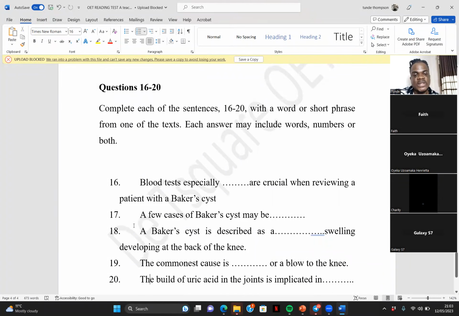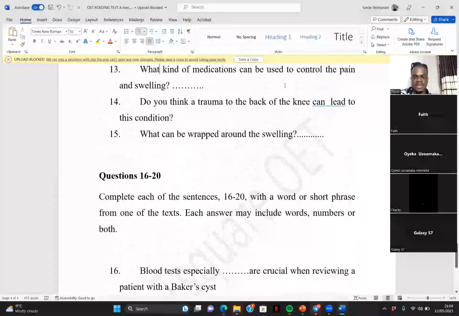A Baker's cyst, question number 18. A Baker's cyst is described as a dash swelling developing at the back of the knee. I think there is a mistake with this.